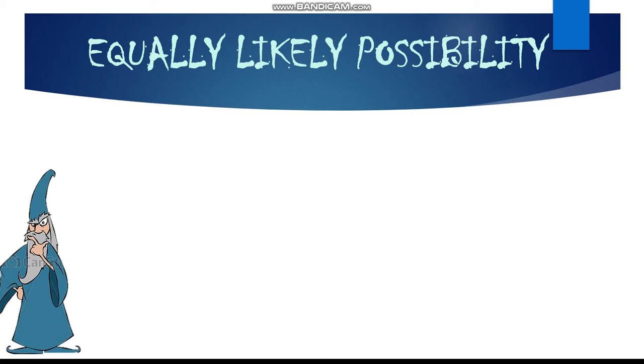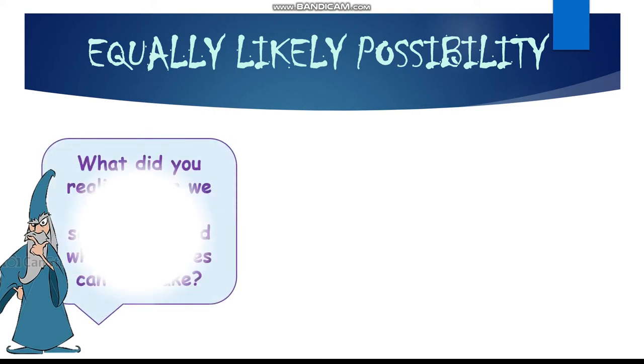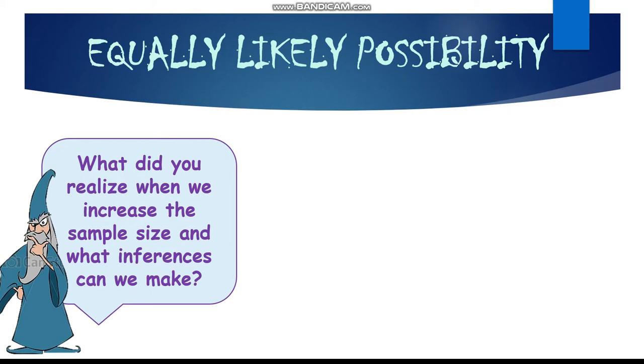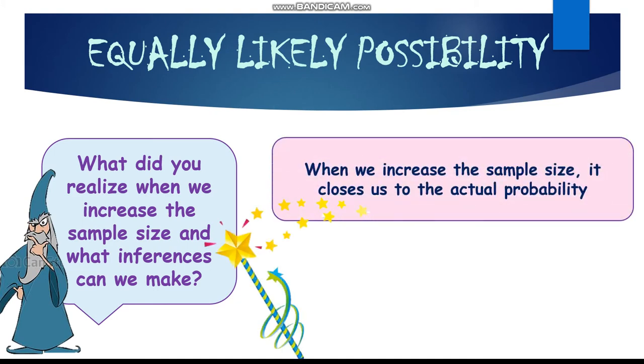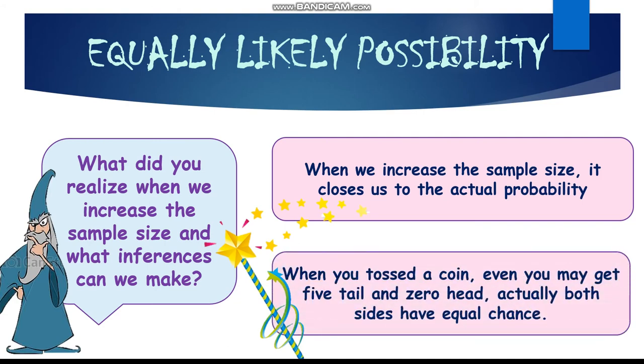So I want you to think about what you realized when we increased the sample size and what inferences we can make. Please now stop the video and think for 5 seconds about that. Now let's look at it together. I agree with you. When we increase the sample size, it gets us closer to the actual probability. What else? Yes. Also, when you toss a coin, you may even get 5 tails and 0 heads, but actually both sides have equal chance. This is only a time that you are unlucky.